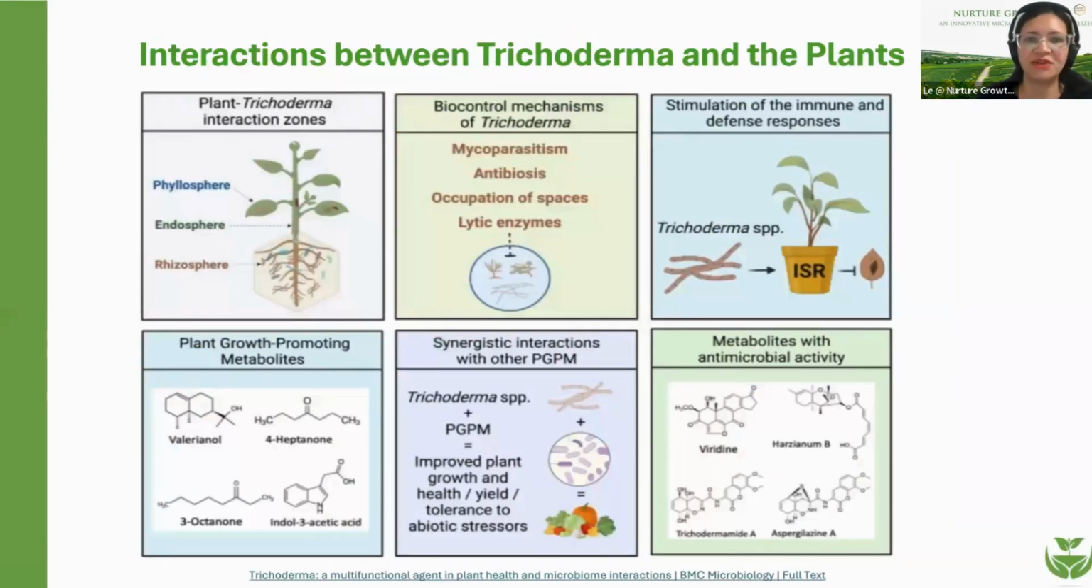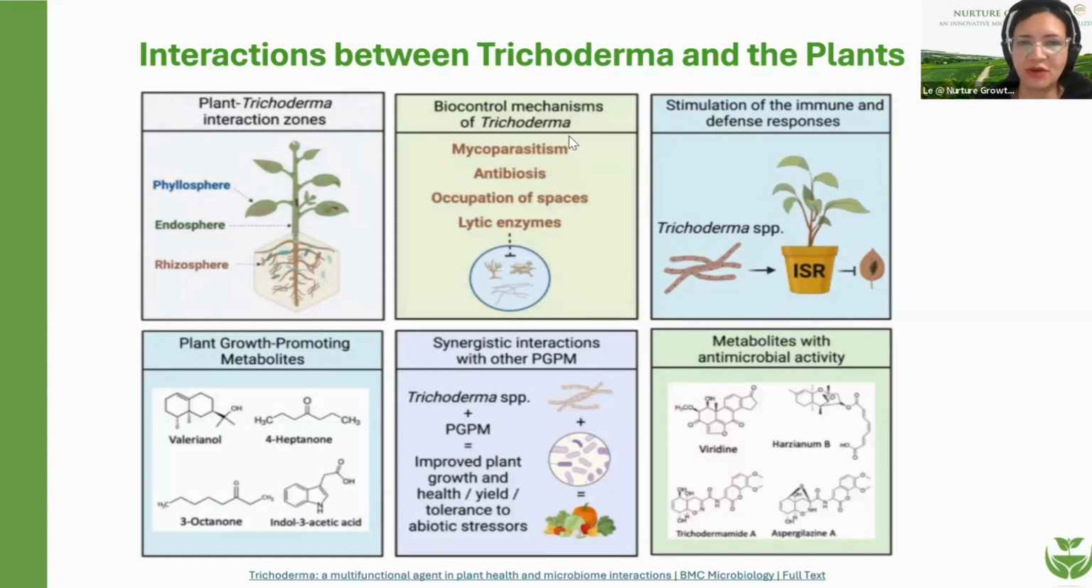This is just a slide showing the interaction between Trichoderma and the plant. In the plant-Trichoderma interaction there are three distinct zones. First is the phyllosphere, the second is the endosphere, and the third is the rhizosphere. Most of the research is done in the rhizosphere, but all three parts are very important. The phyllosphere is the area where microbes interact with the outer green part of the plant. The endosphere is where the microbes enter inside the plant. The rhizosphere is the area nearby the root zone, where most of the microbial association works. Where the root is present, all the other microbes are present. So these three are the interacting zones where Trichoderma can interact with the plant.